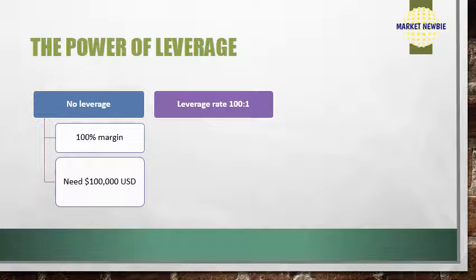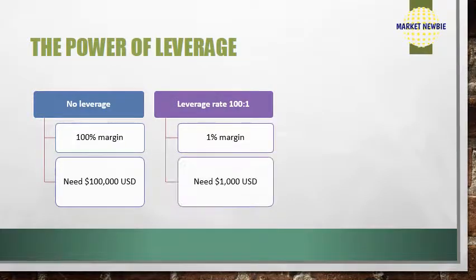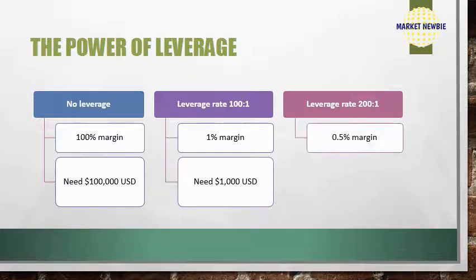Probably very few. With a leverage rate of 100 to 1, however, the margin that's required to trigger this trade is 1% or 1,000 US dollars. With a leverage rate of 200 to 1, the margin required is even less, that is 0.5%. And this means you will only need 500 US dollars to trigger the trade.